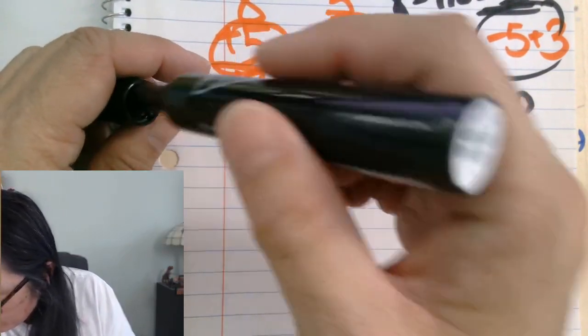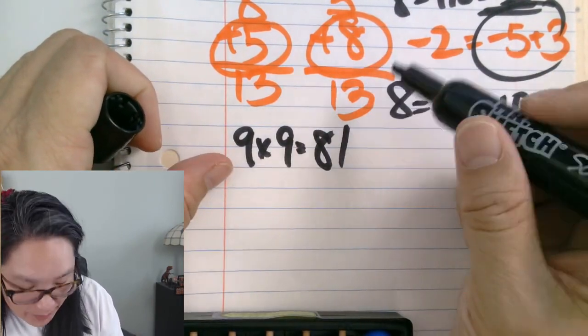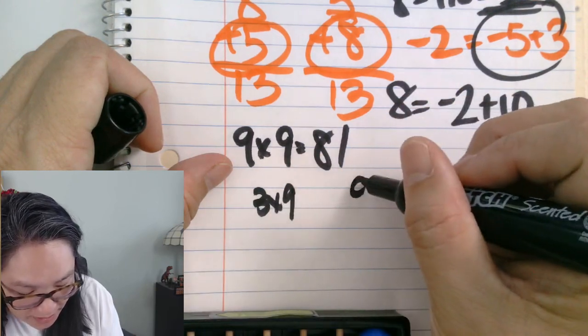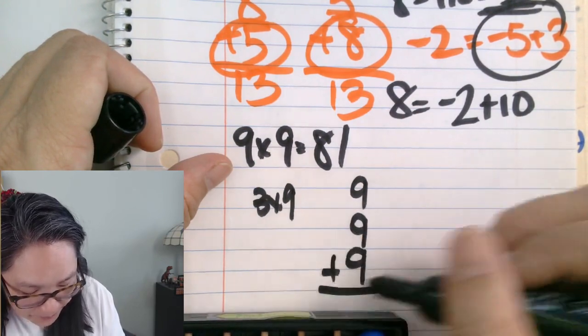Okay, let me do that. You know what we're going to do? We're going to learn it on the abacus. Now, if you notice, when we do it on the abacus, let's do 3 times 9. To do 3 times 9, we need to know that it's 9 plus 9 plus 9.